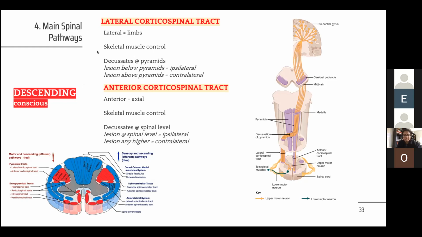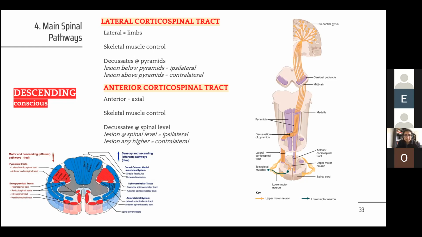Lateral starts with L, limb starts with L. So your lateral tract is your limbs. It does the skeletal muscle control of your limbs. It decussates directly at the pyramid. So it's big. It's this big bundle that you see here. If you have a lesion below the pyramids, your loss of muscle control will be ipsilateral. If it's above the pyramids, it'll be contralateral.